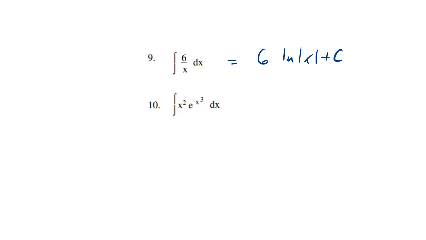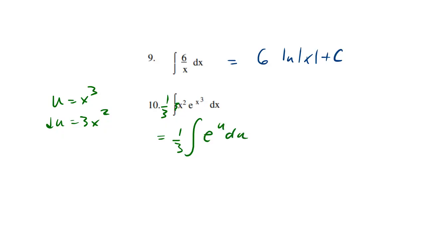This problem right here, I'm going to let u be x cubed, and then du would be 3x squared. I don't have a 3 here. Well, if I stick one in there and a 1/3 out in front, then I am ready to say it's 1/3 integral of e to the u du, which is 1/3 e to the u, and in this case, u is x cubed.